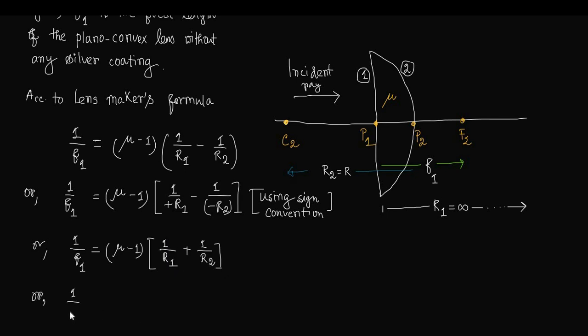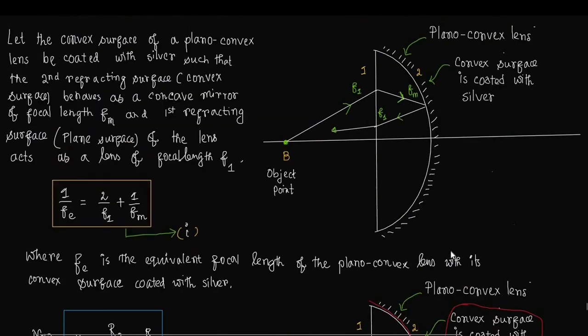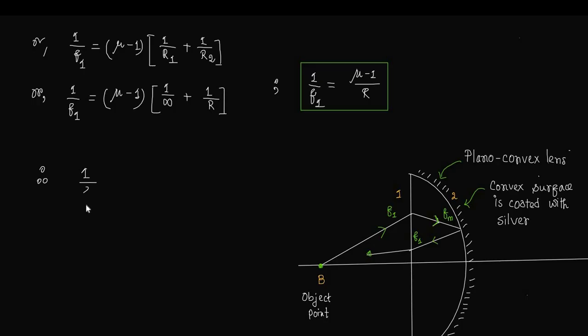Putting the values of R1 and R2, we get 1 by f1 as mu minus 1 into 1 by infinity plus 1 by R. Here we have denoted the radius of curvature of the second refracting surface R2 as R. So 1 by f1 is equal to mu minus 1 whole divided by R.